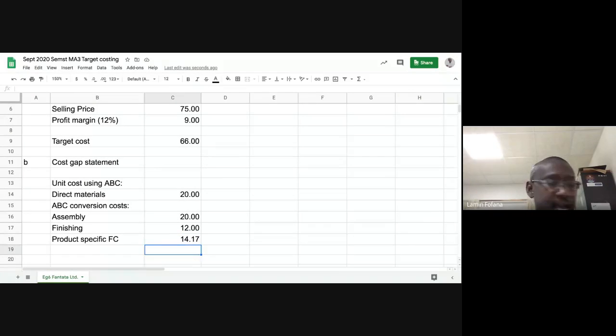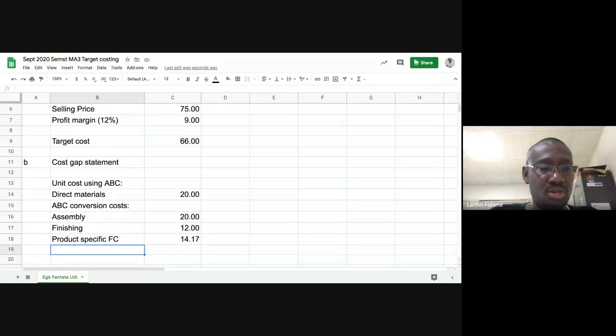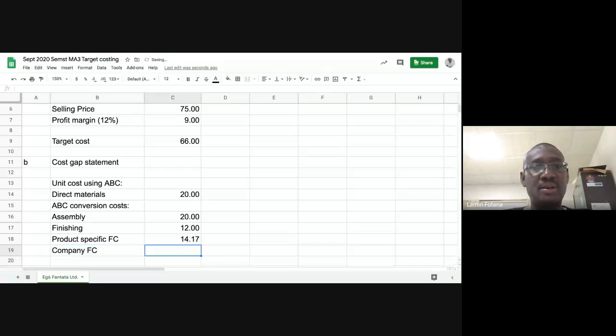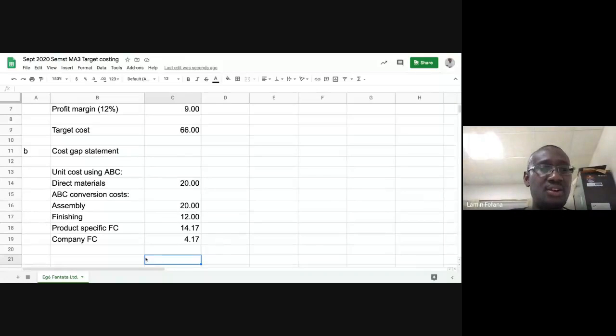So the last fixed overhead that we have is the company fixed cost. So the company fixed cost is altogether 50,000, and we have 12,000 units. So we find the unit cost: it equals 50,000 divided by 12,000. So we have 4.17. And that's the last cost that we have here.